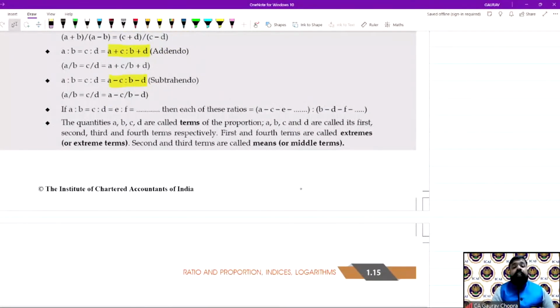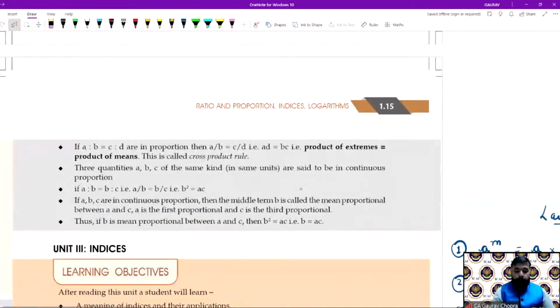Then the quantities A, B, C, and D are known as the terms. A will become the first term, B second term, C third term, and D is the fourth term. So A and D are commonly known as extreme terms, whereas B and C are commonly known as middle terms or means. So according to the cross product rule, what is the formula? Product of extremes is equal to product of means. This is the cross product rule, right?